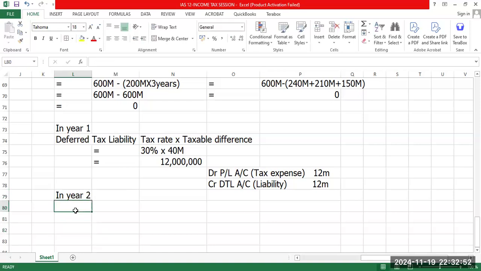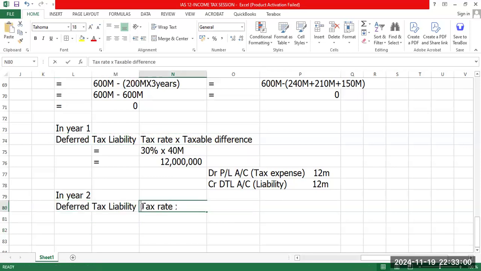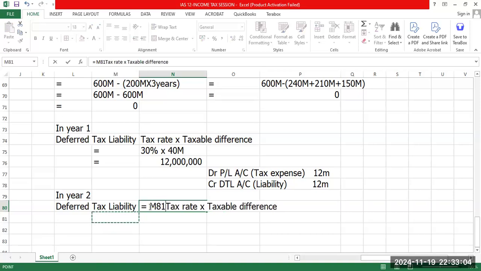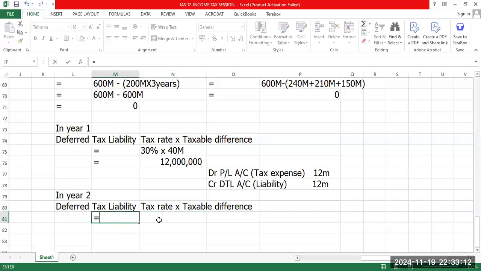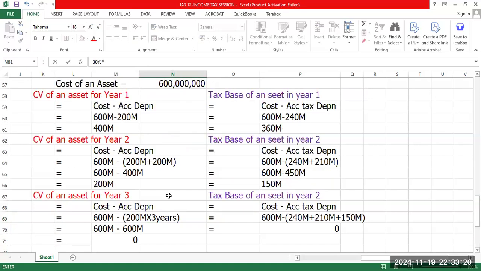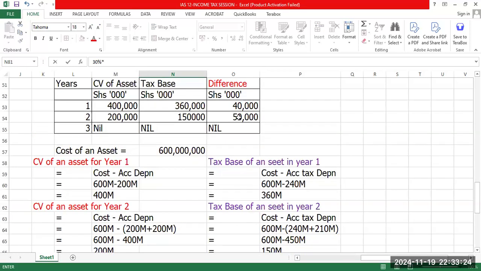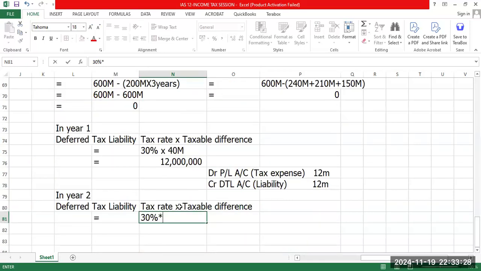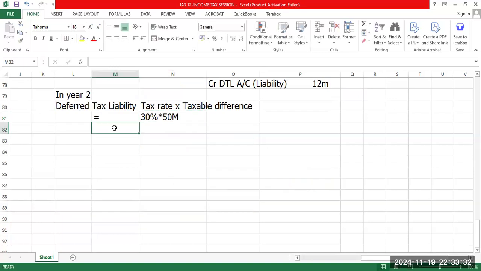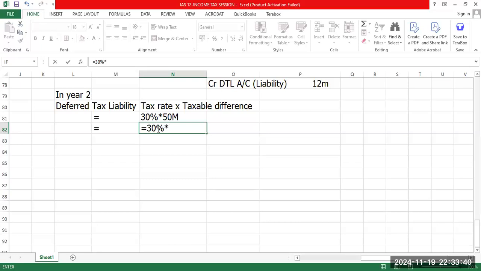Then in year two, what will be your deferred tax liability? Here it will be equal to the 30% times what is our difference? 50. This is the taxable difference, 50. So here we are multiplying by 50 million. This will be equal to 30% times the 50 million. That's what I have. 15 million.